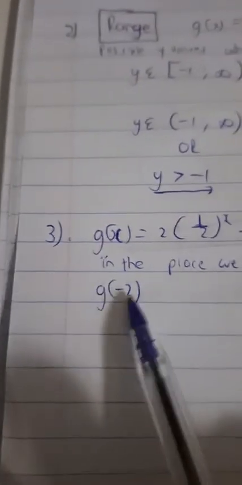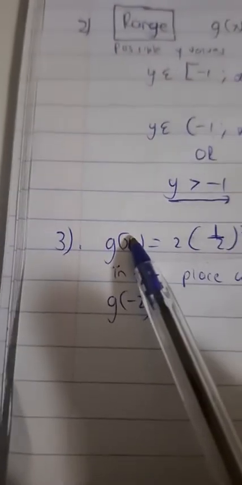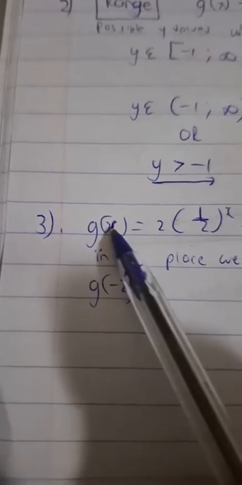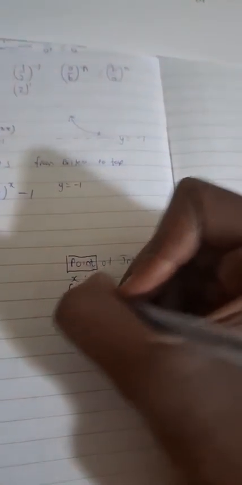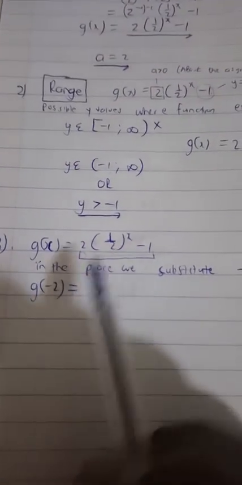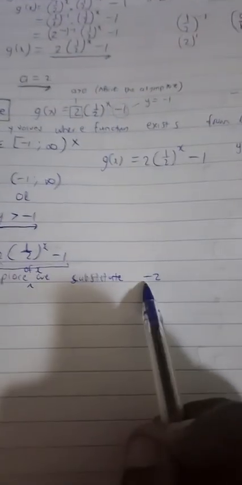So already they have told us what the x value is. They said g of negative 2, so our x value already we know is negative 2. Now what we need is the corresponding y value. How are we going to do that? We are going to take g of negative 2 and come to this function and substitute negative 2 in the place of x.